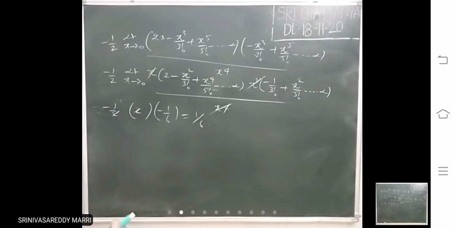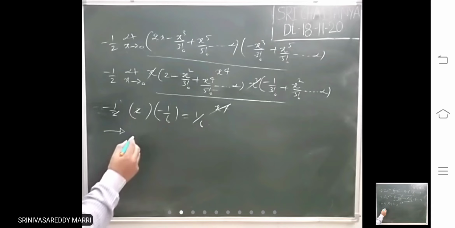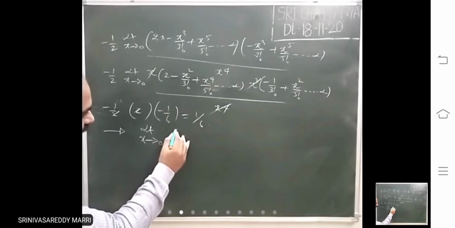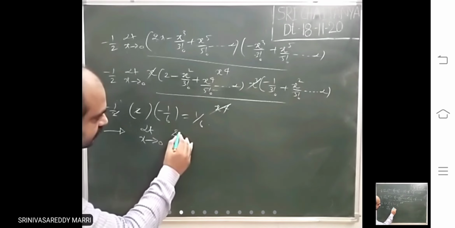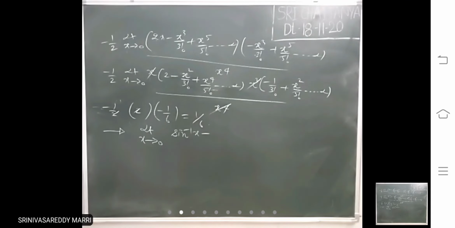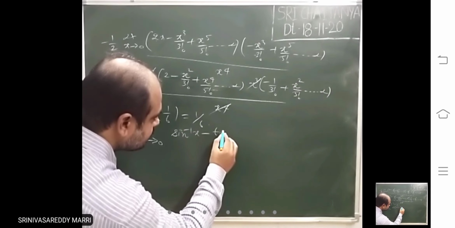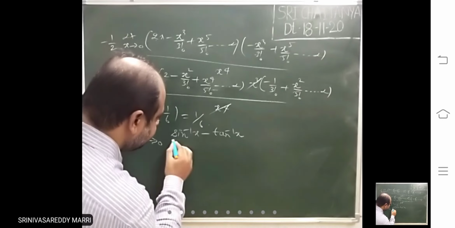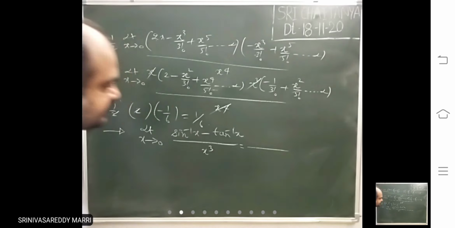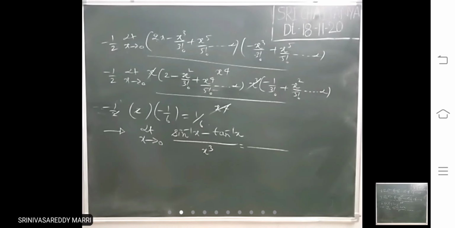Next model. Okay, suppose one model on inverse functions we will see, how to use it. Limit x tends to 0, sin inverse x minus tan inverse x divided by x cube equal to dash.